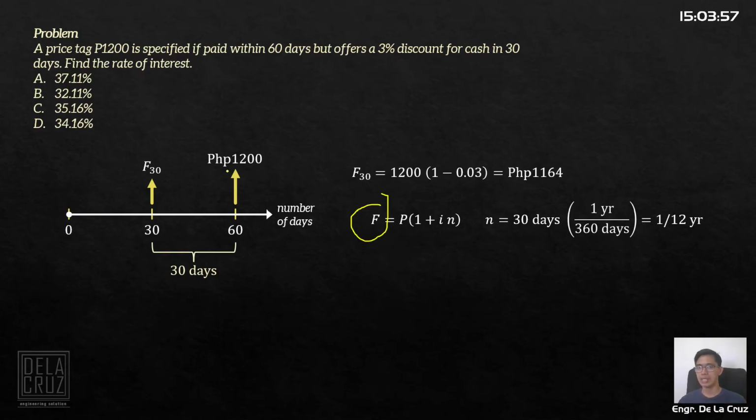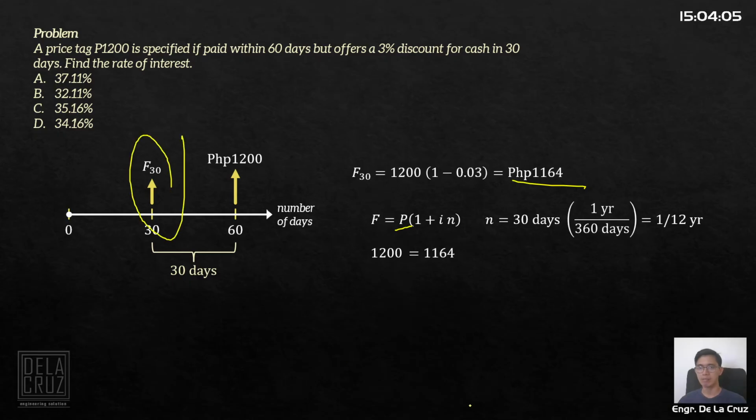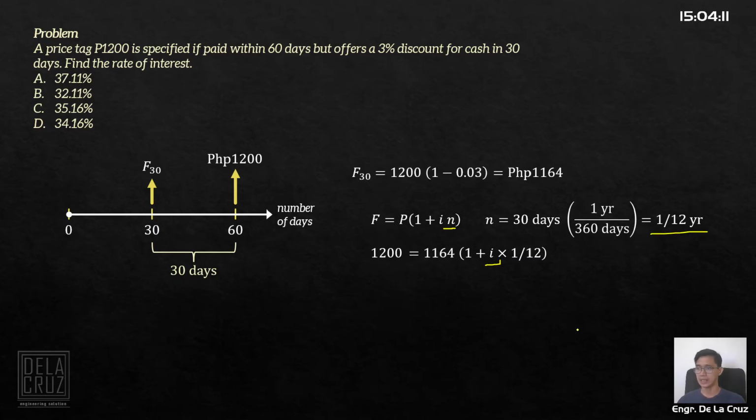Again, yung F natin is 1,200. Yung P natin is 1,164. Ito, yung pera dito. Then, 1 plus I is a known. Yung N natin is 1/12 year. So you'll get here 0.3711, and that's 37.11%, letter A. Okay, so included na dito yung discount, no?